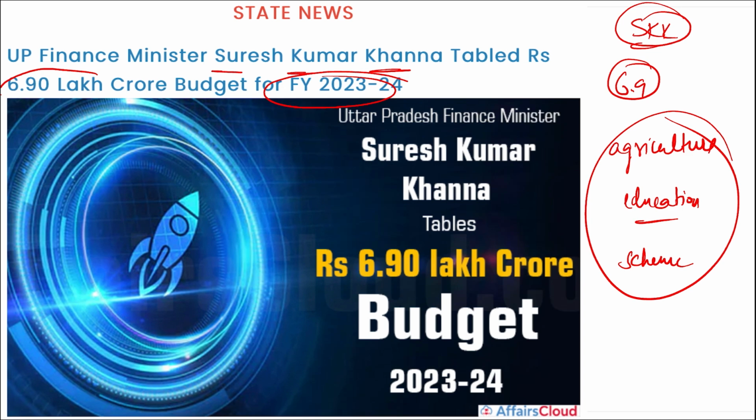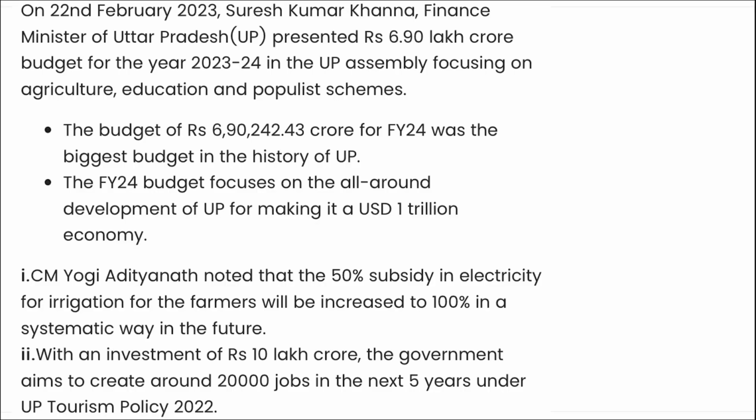crore rupees. Chief Minister Yogi Adityanath noted that the 50% subsidy in electricity for irrigation for the farmers will be increased to 100% in a systematic way in the future. Also, with an investment of 10 lakh crore, the government aims to create around 20,000 jobs in the next 5 years under the UP tourism policy. Alright, important points, take a note of it.